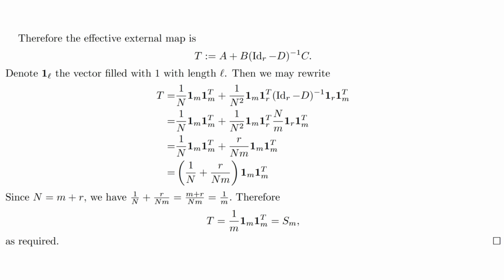Since n is equal to m plus r, we conclude 1 over n plus r over nm is equal to 1 over m. Therefore, T is indeed Sm, as required.